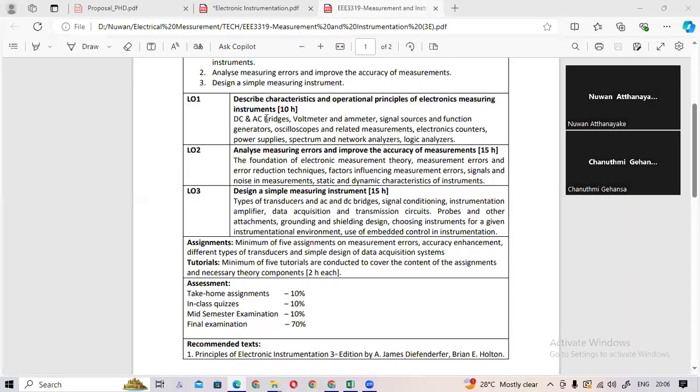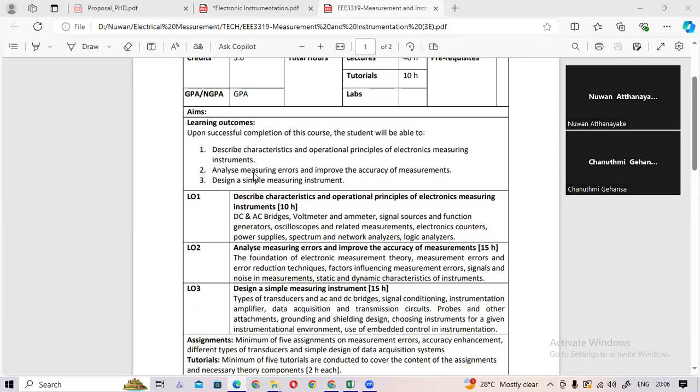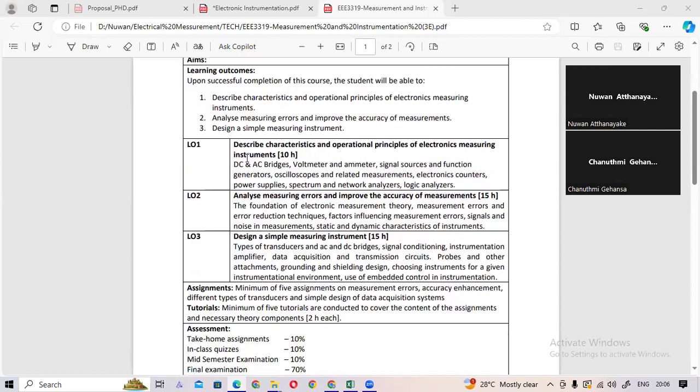Actually, this learning outcome is only for the 3 credit subject. This is not relevant to 1 credit and 2 credit. We have already completed the 1 credit syllabus. You can see that in LO1 we have to learn the DC/AC bridge. We have already done that. The voltmeter and ammeter we have also already done.